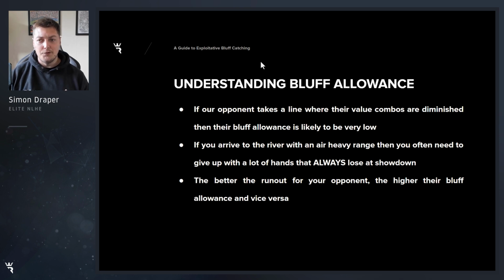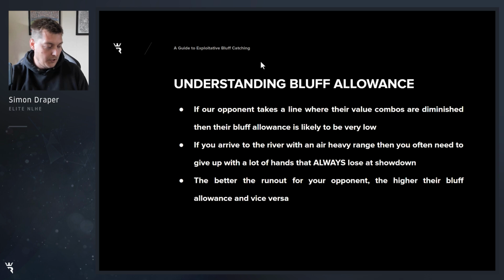So what we need to do is understand why bluff allowance changes, right? Why do you have to give up bluffs on the river? Why do you have to give up 6 high on the river? Why are you not allowed to follow through every bluff? And in what kind of spots are you allowed to bluff every bluff, right? What impacts bluff allowance? Okay. Now, the first point we'll make here is if our opponent takes a line where their value combos are diminished, then the bluff allowance is likely to be very low.